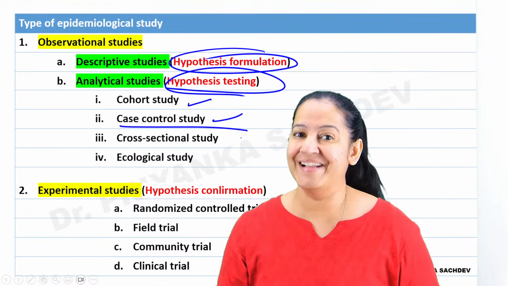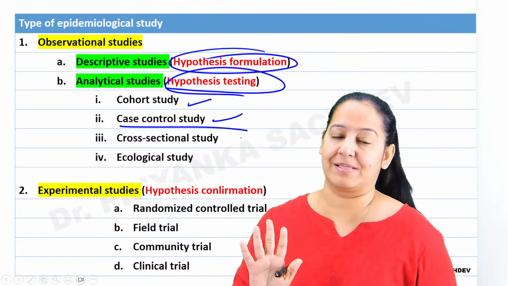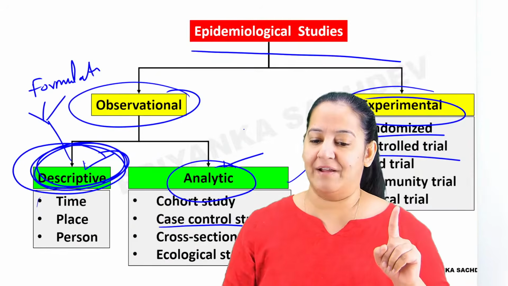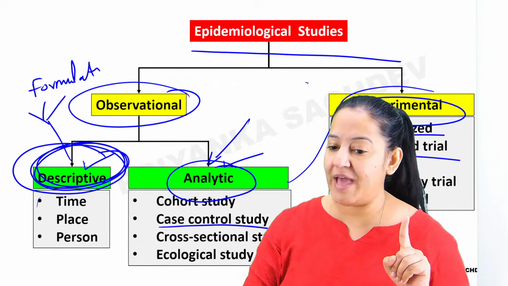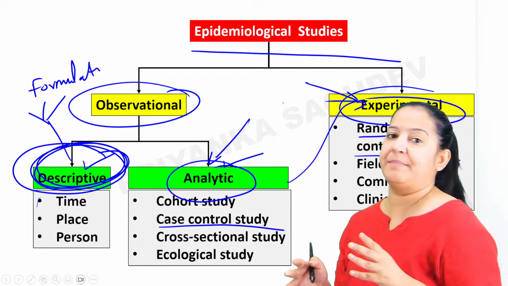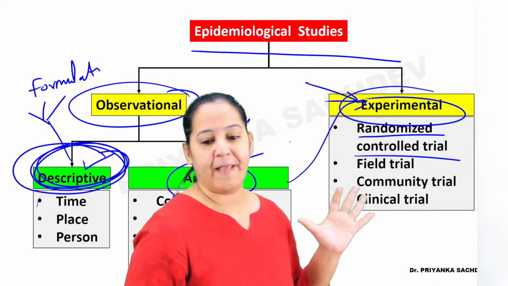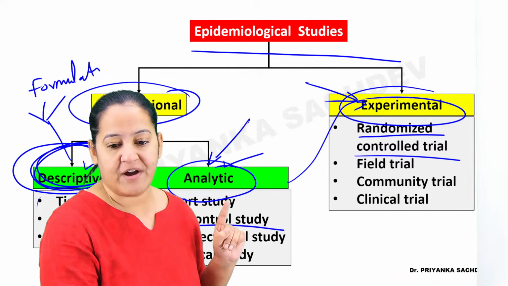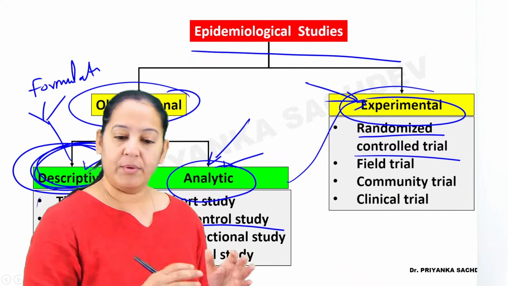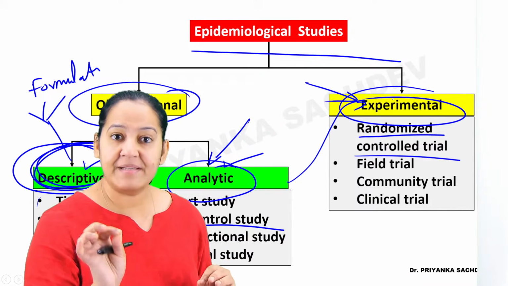How many of you got it? So here we will test the hypothesis. And finally, if we test the hypothesis, we will do the experiments. So it is the experimental study, in which the most common is the randomized control trial, RCT. In experimental studies, we intervene.